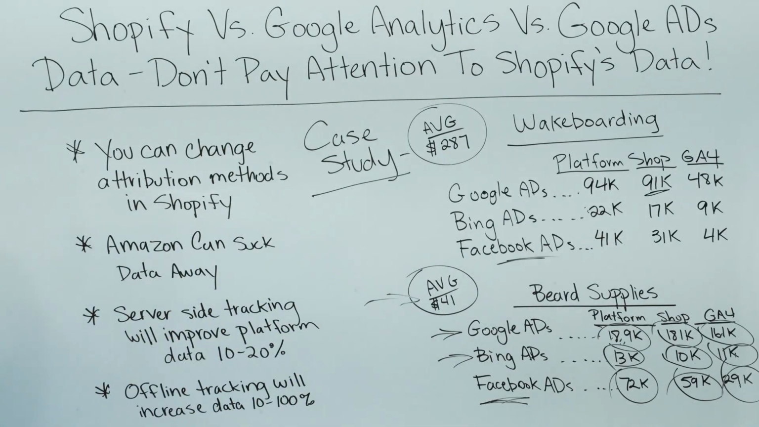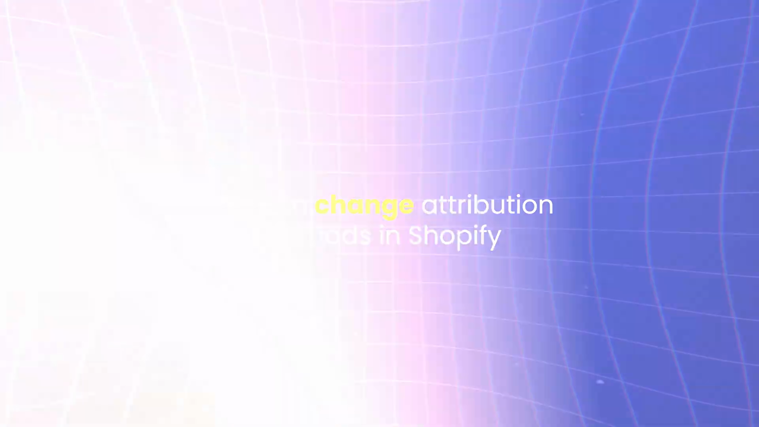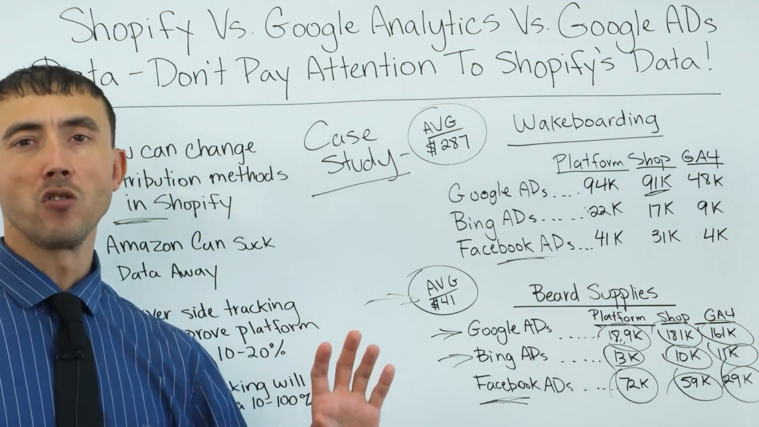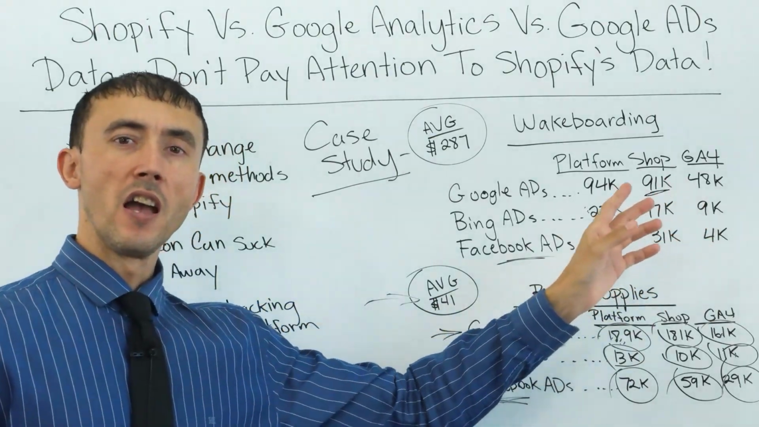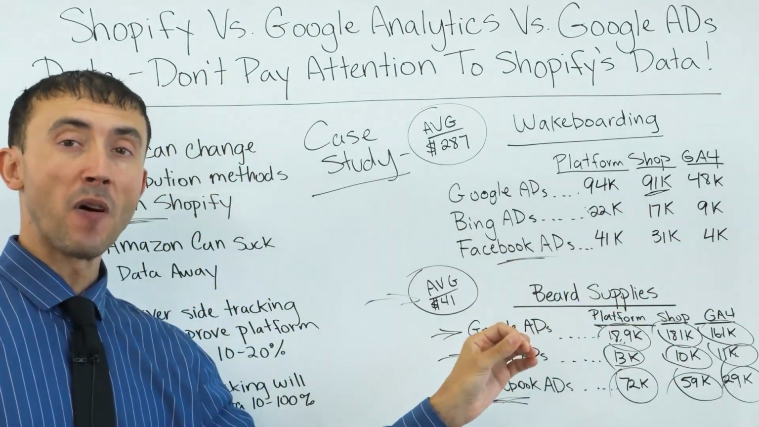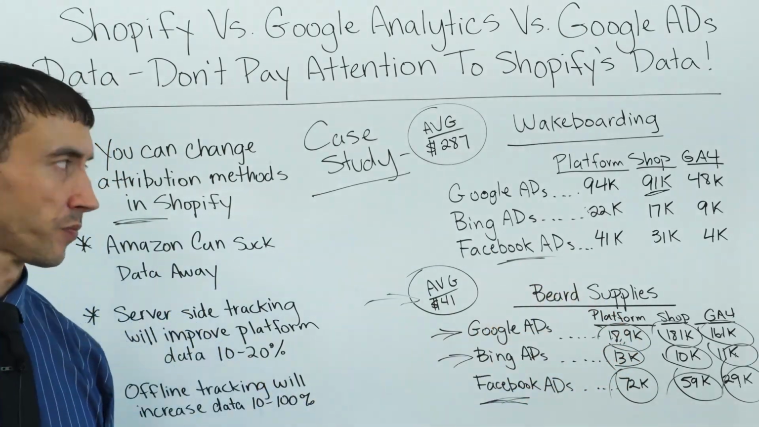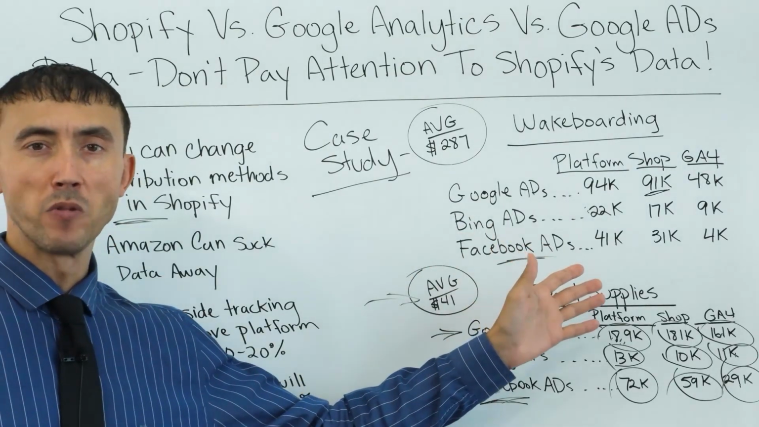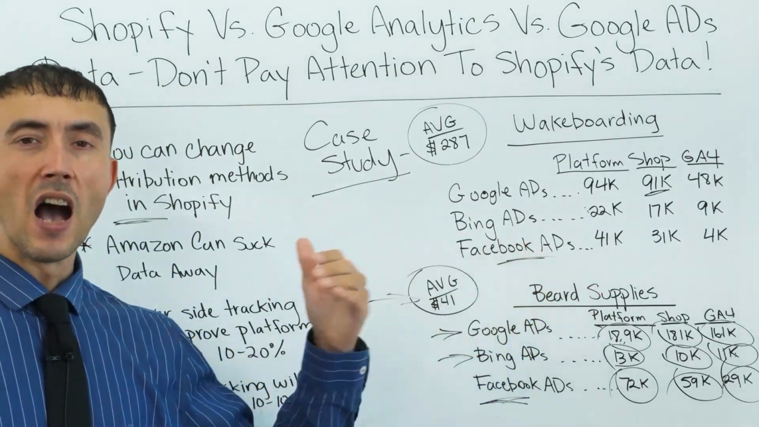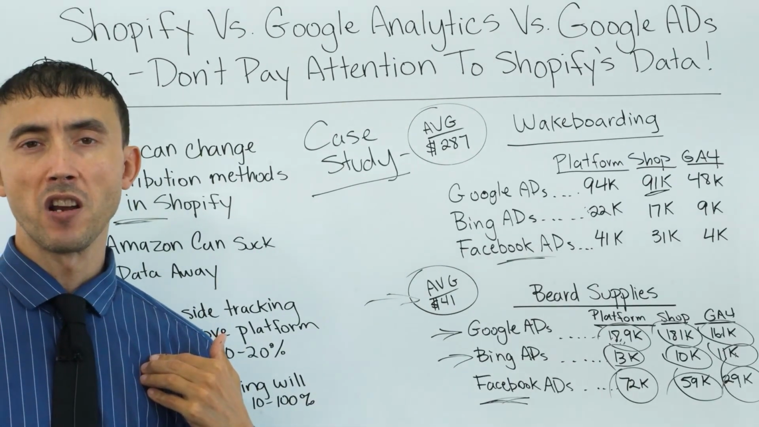Now, some other key things I wanted to mention here: you can change attribution methods in Shopify. So if you want to switch to last click or first click, instead of using data-driven attribution, similar to what you see in GA4, and you wanted to get GA4 to match Shopify, you just switch to last click attribution itself. You obviously can change attribution methods on the ad platforms as well if you really wanted to. I don't recommend doing that. I recommend data-driven attribution. That's where you're going to get the most results.